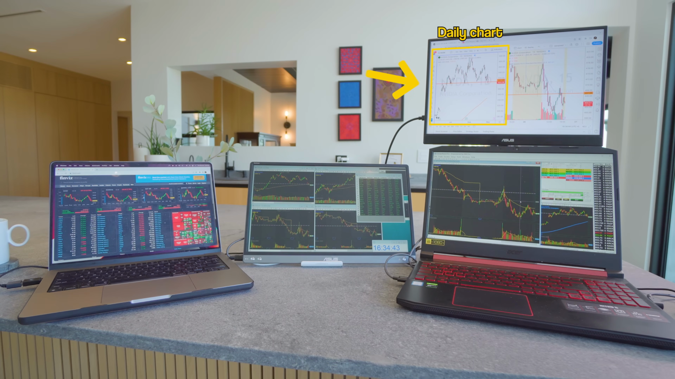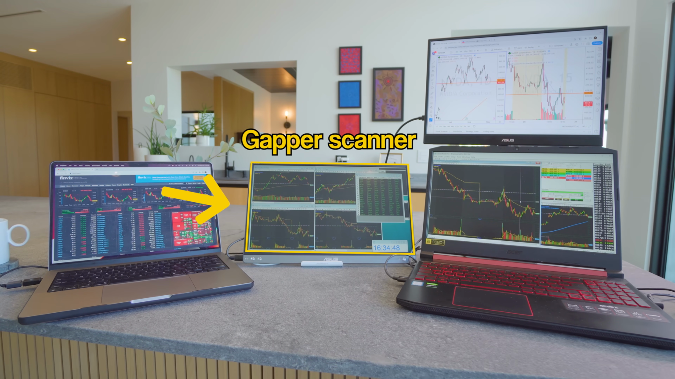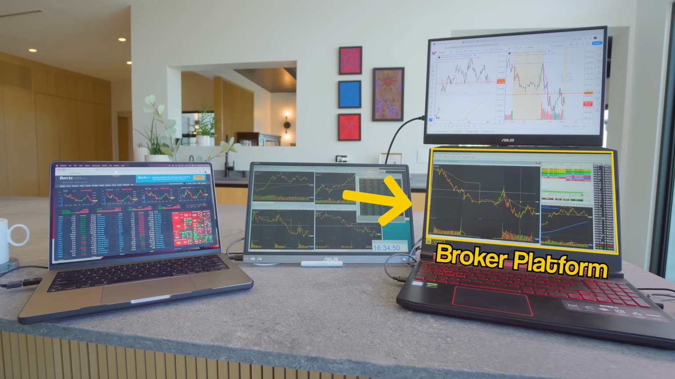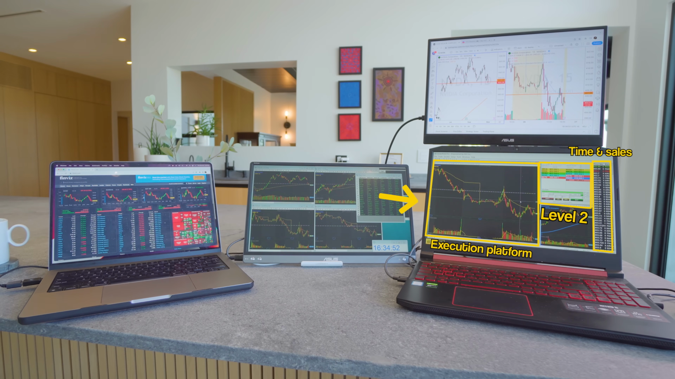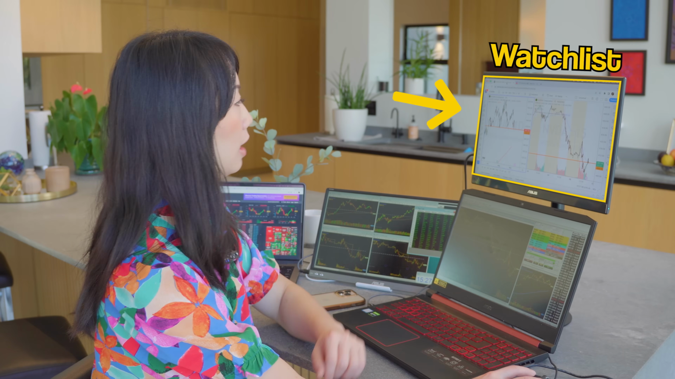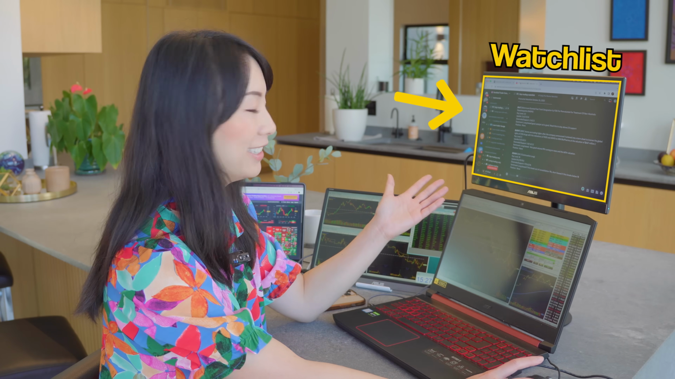Over here, you can see my daily chart, my intraday chart. Over here, you have my gapper scanner, my broker platform down here, execution platform, level 2, time and sales, and then finally my watch list on the top over here.